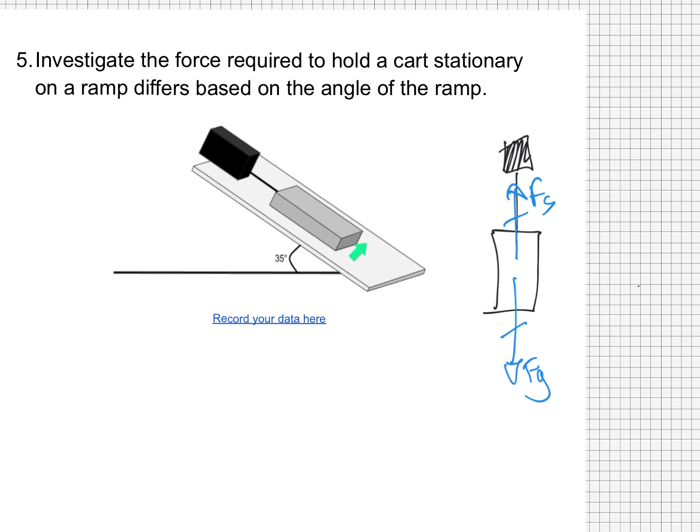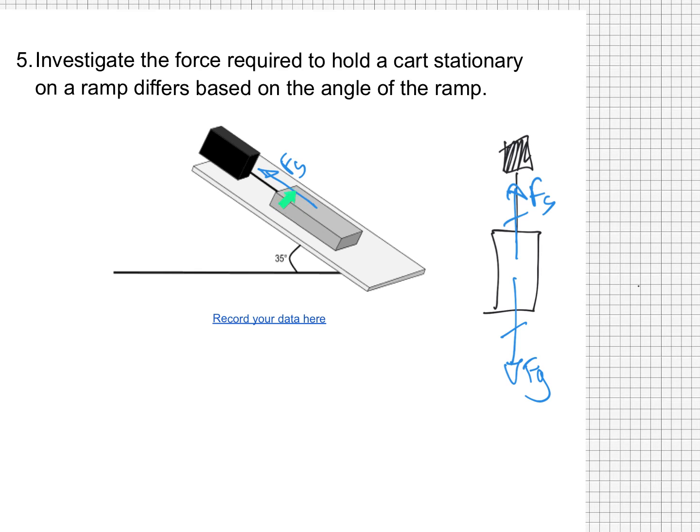We're then going to put our cart on the ramp and we're going to change the angle of the ramp. So this is our angle that we're looking at. This would be a 35-degree angle ramp. And in this case now, we're going to have the cart pulling up on the ramp as well. So again, here's our sensor pulling up on the cart.